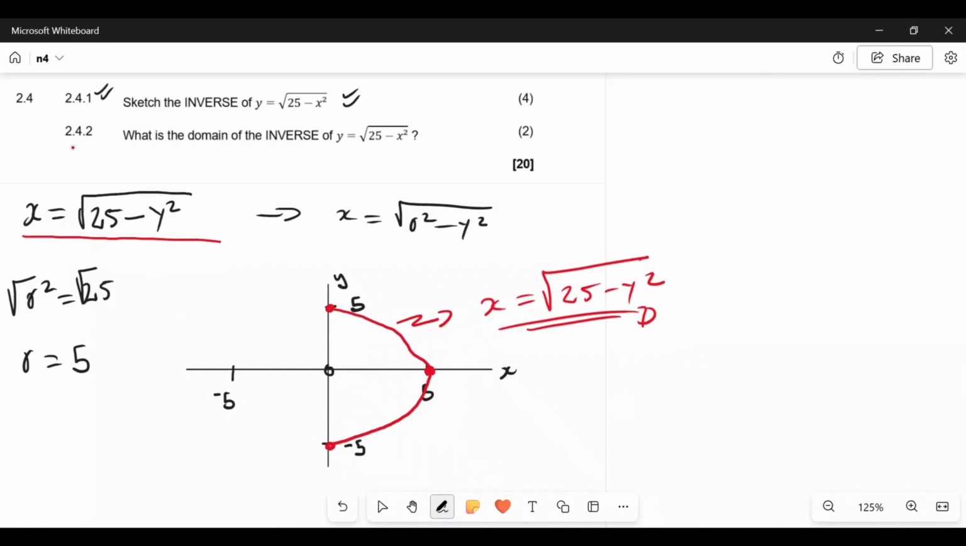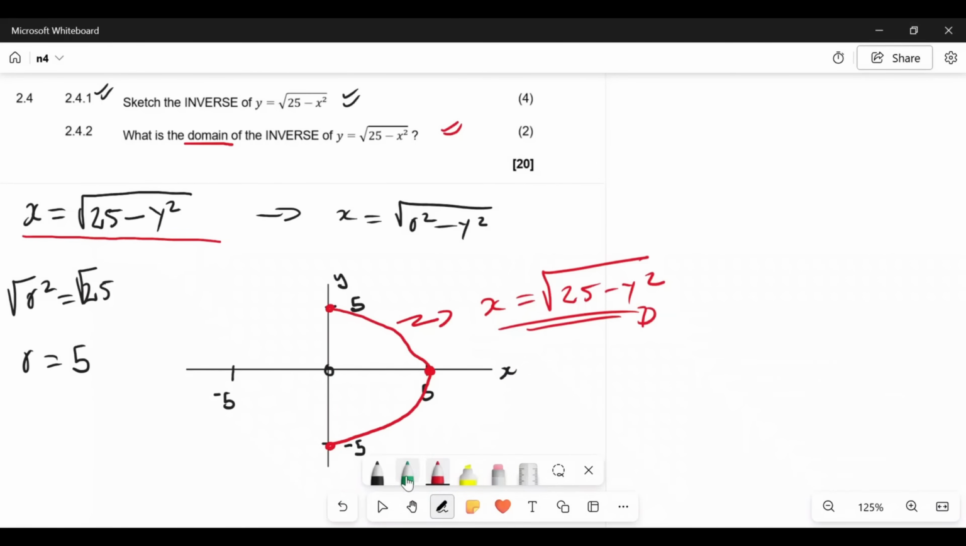Let's look at 2.4.2. Now here they want us to find what is the domain of this inverse graph here. So the domain, guys, is based on the x-axis. If they ask you about the domain, just know they want you to tell us where does the graph start and where does it end on the x-axis.